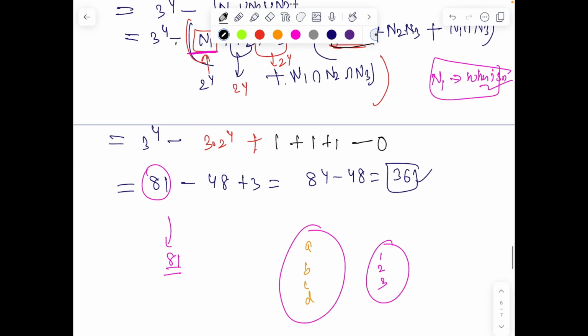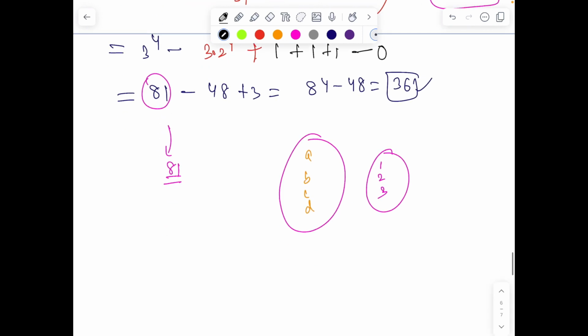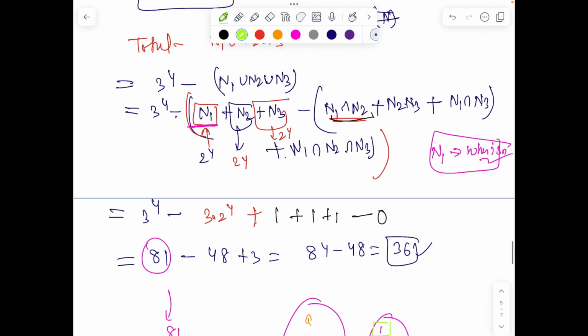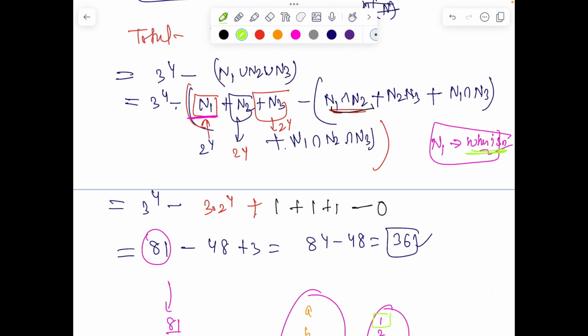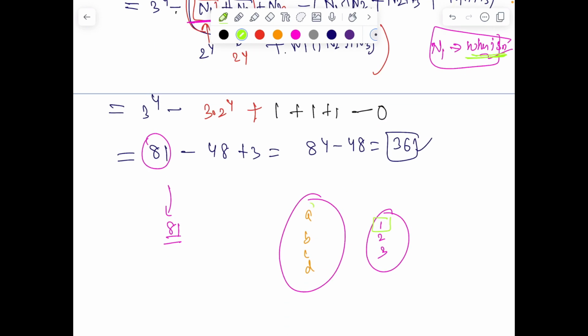Okay, so let's try to understand the physics behind what exactly happened and why this alternate addition and subtraction is coming. It's not that difficult, because let's consider a case when 1 is empty. When I tell 1 is empty, it means at least 1 is empty. I don't care about 2 and 3, they may be empty or not. So suppose in the case when I am writing 2 to the power 4, A has been given 2 options, either to go to 2 or 3. B has 2 options, C has 2 options, D has 2. But it might happen that all of them have gone to 2.